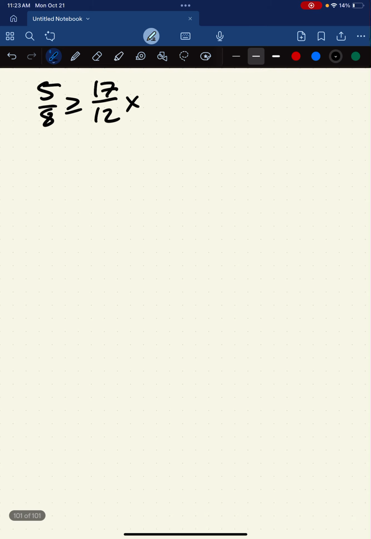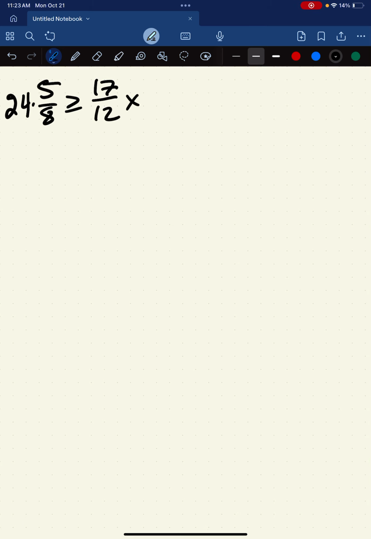5/8, 17 over 12x. Okay, now we can multiply both sides by the least common multiple of 8 and 12, which is going to give us 24. So multiply both sides by 24. We get, let me just write that explicitly here, 24 here, 24 here. That's going to end up being 15 on the left. On the right-hand side, that's going to end up being 34x.